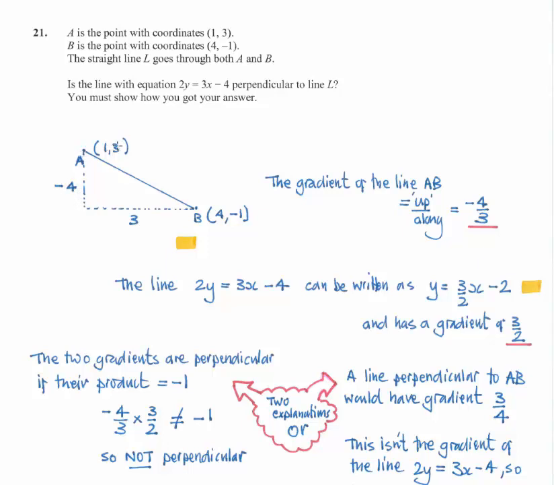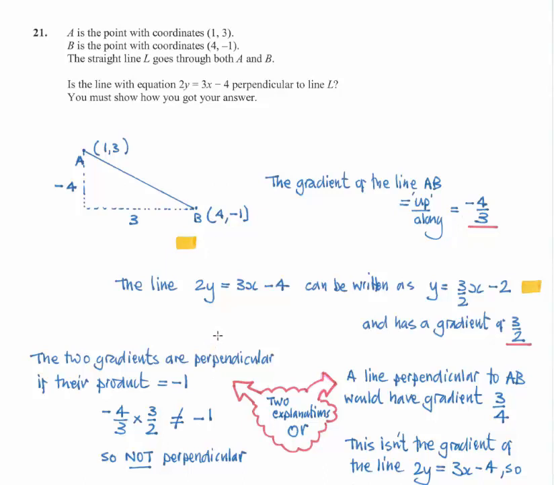Why? Because I was at 3, and now when I get to this point, I'm down to minus 1. So that's a difference of 4 down. And the gradient of that line is found by the up number, or the down number, divided by the along number. So it's these numbers in a fraction, minus 4 divided by 3. So that's the gradient of this line.